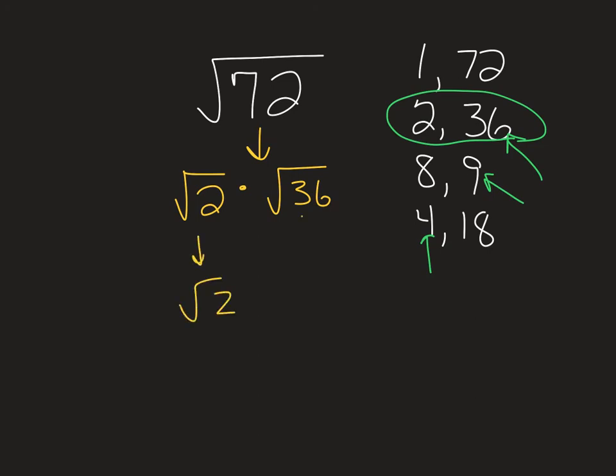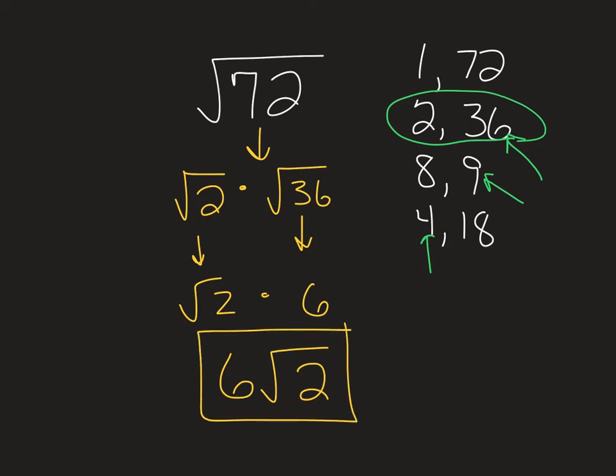But I sure do know what the square root of 36 is. The square root of 36 is 6. So what's under the radical of that 2? There's nothing else I can do there. Again, I'm not going to leave it like this. I'm going to put my whole number in front of my radical sign. So the square root of 72 simplifies to be 6 square roots of 2.